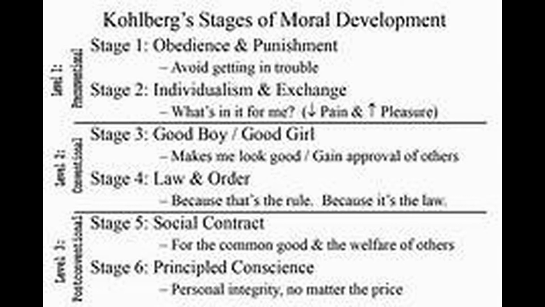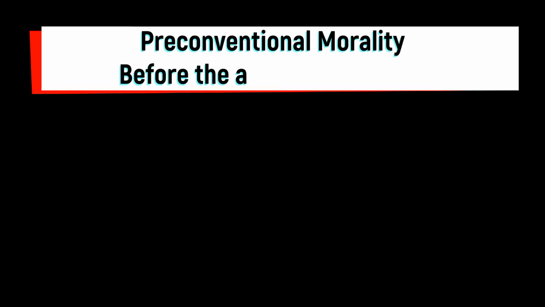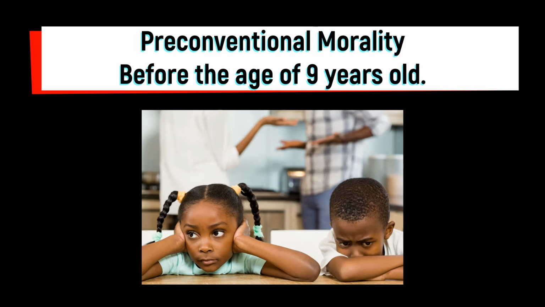Lawrence Kohlberg believed that moral development came in stages with human beings. He studied moral development by asking people hypothetical questions and asked for their reasoning for their answers. Then he created different stages of moral development based upon people's reasoning. The first stage was called Preconventional Morality, and this happened before the age of 9 years old. In this stage, morality is generally determined by a child's will to be obedient and avoid punishment.